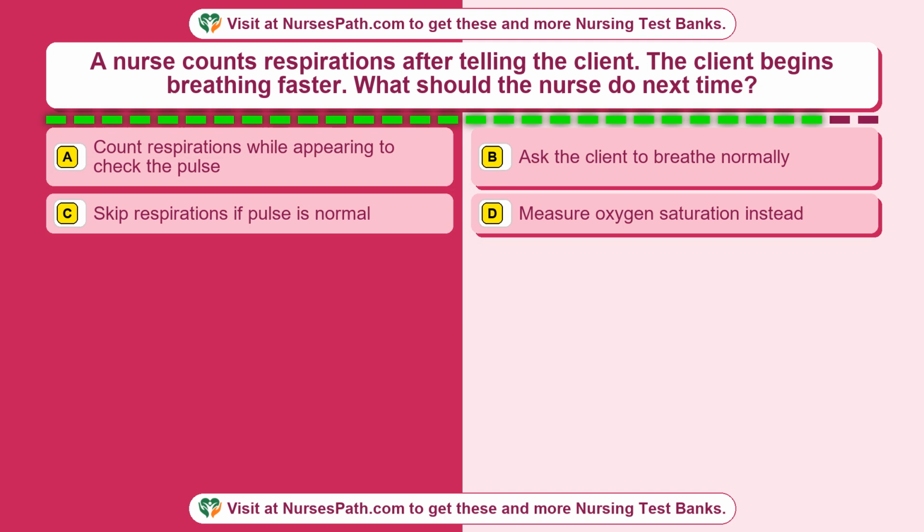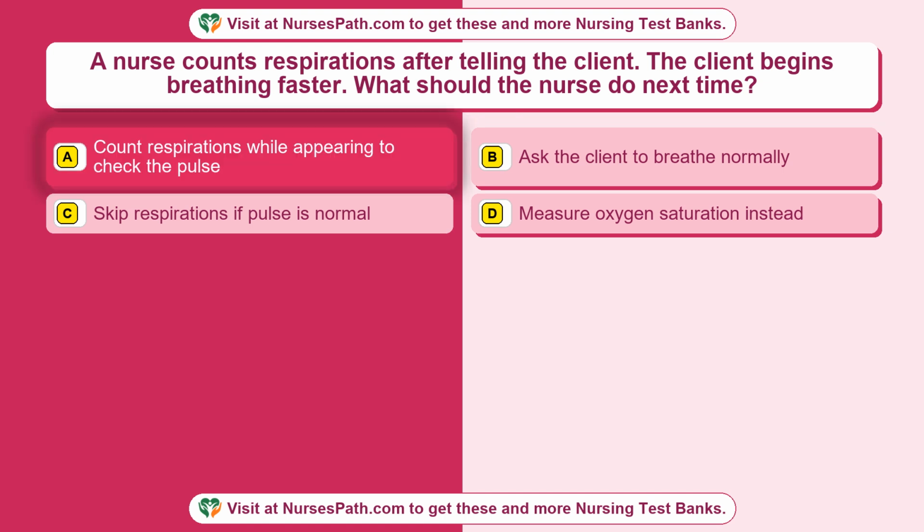Question 7. A nurse counts respirations after telling the client. The client begins breathing faster. What should the nurse do next time? Option A. Count respirations while appearing to check the pulse. Option B. Ask the client to breathe normally. Option C. Skip respirations if pulse is normal. Option D. Measure oxygen saturation instead.